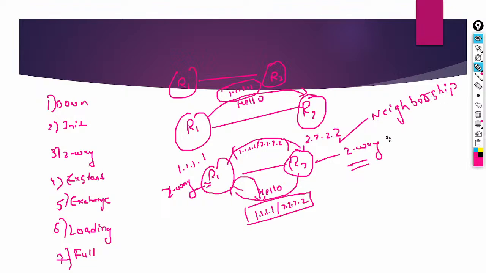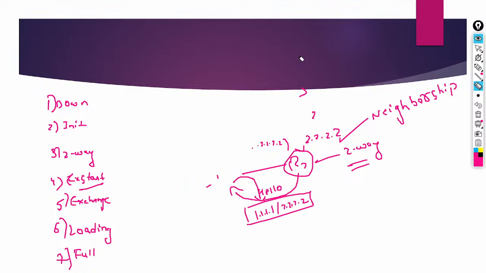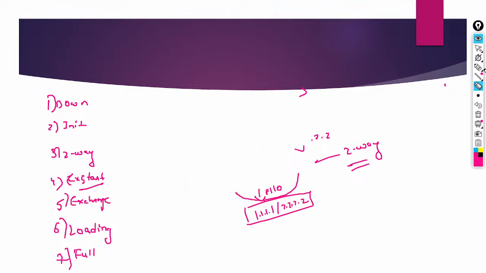And then again, after the two-way state, it comes to the ExStart state. What will this ExStart state do? After the hello packet, the DBD packet comes into the picture. So in the ExStart state, nothing is being done.